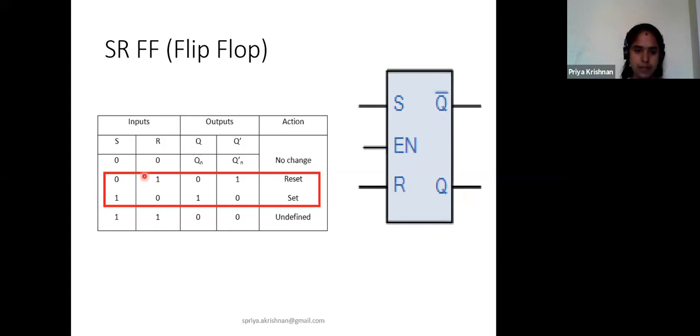The same is given in the truth table. If S is 1, what is Q? Q is 1. So we call the flip-flop set. If R is 1, Q is 0. So we call the flip-flop reset.